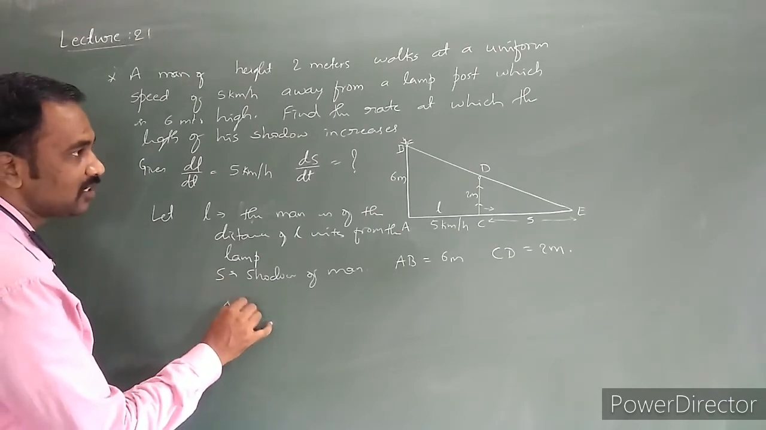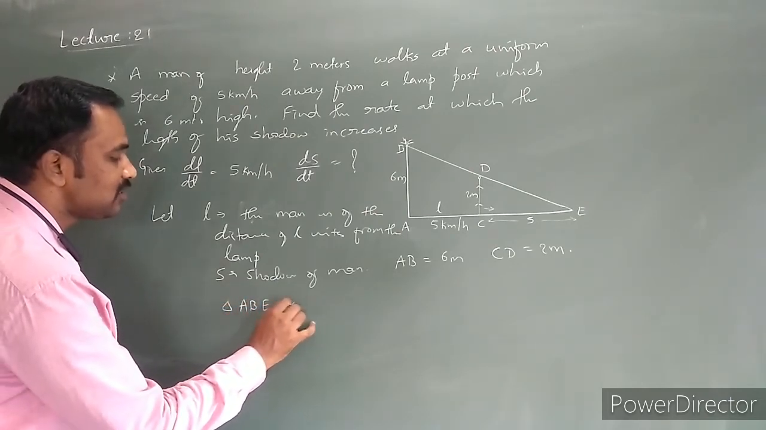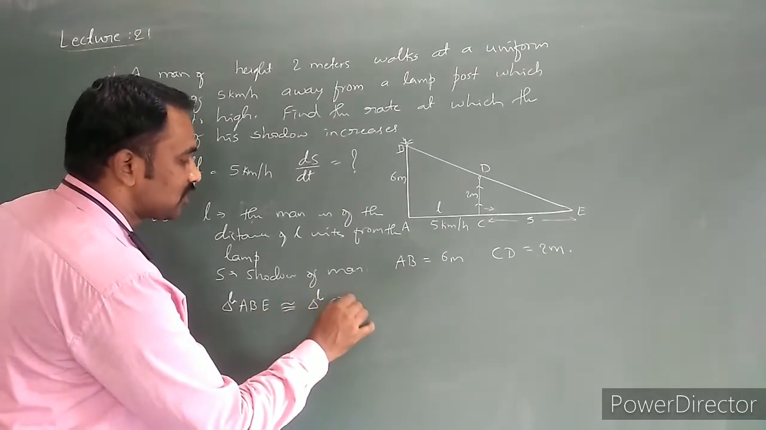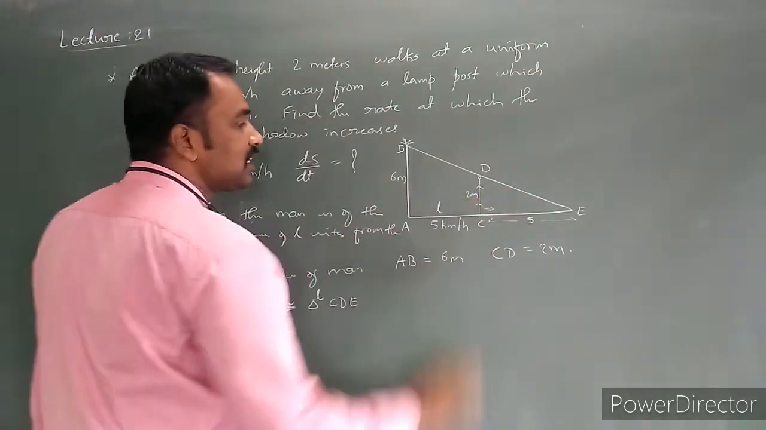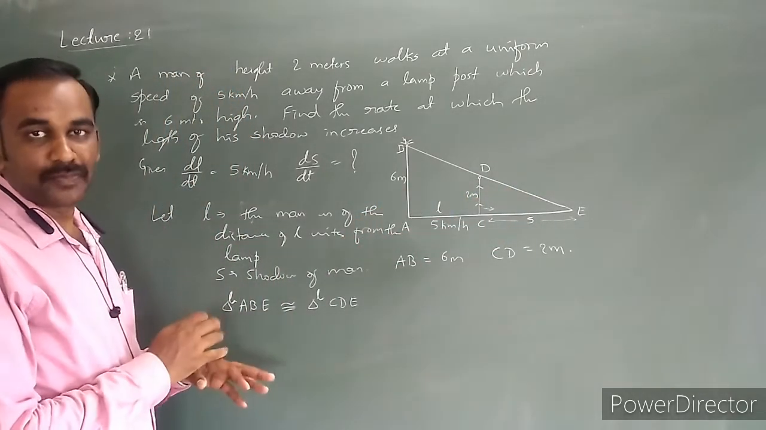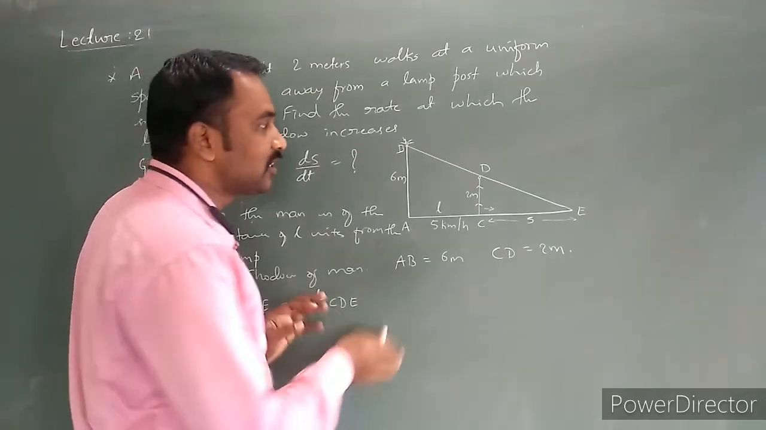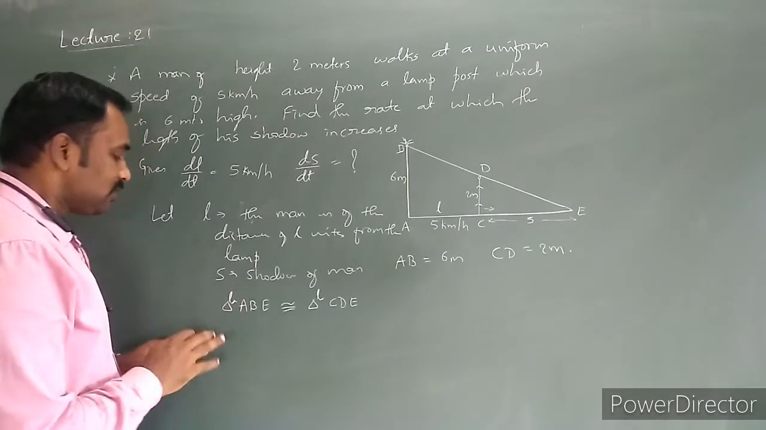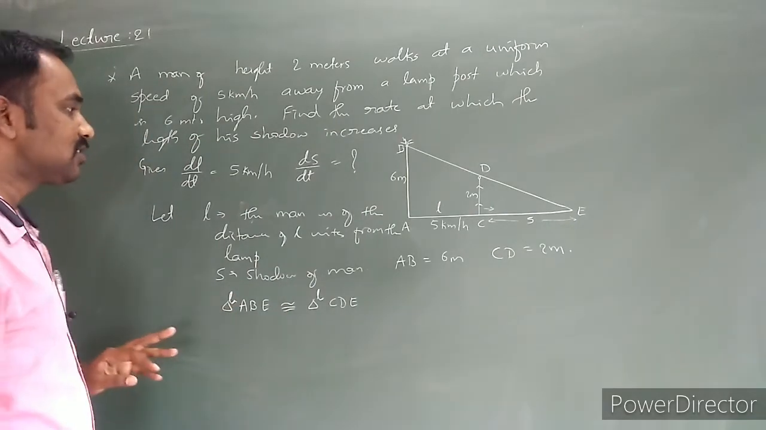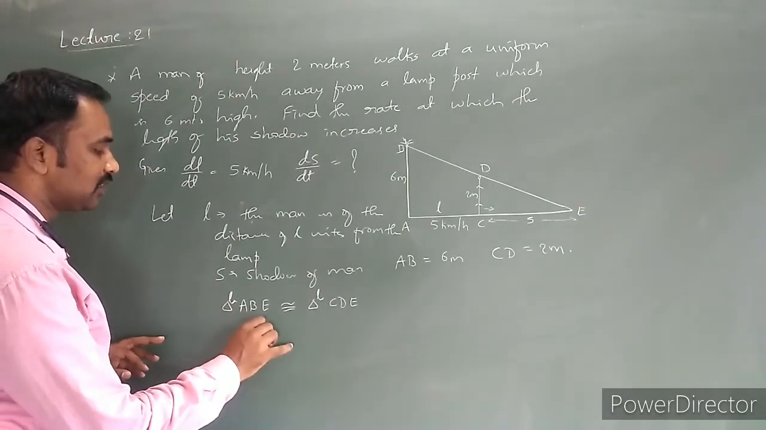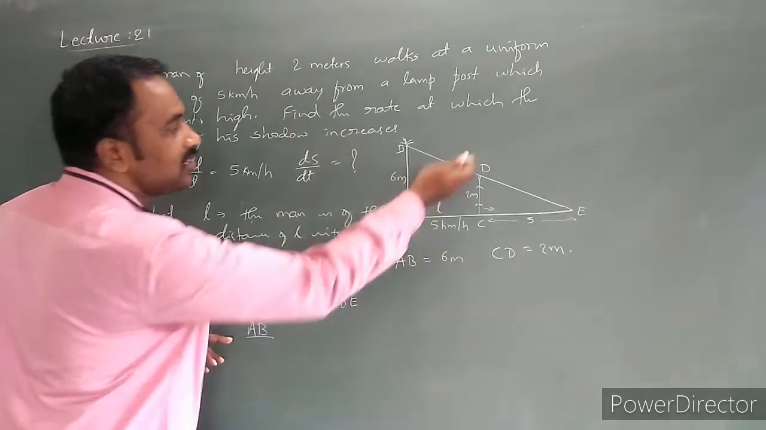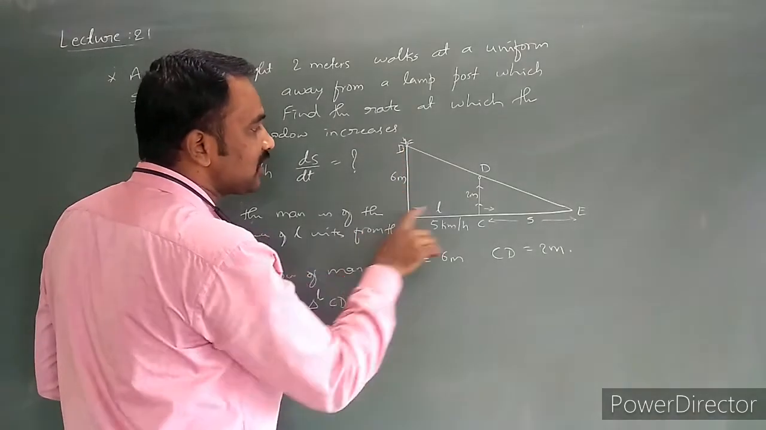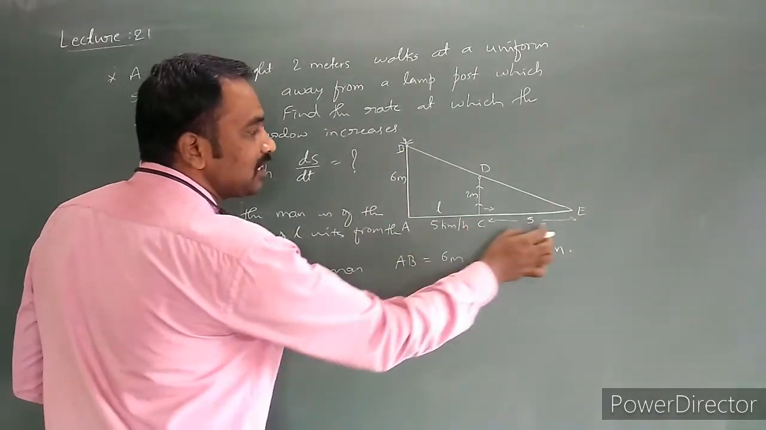The triangle ABE is similar to the triangle CDE. Do you agree? These two triangles are similar. They have the same property. We already know about similar triangles. So in such a case, I just take the ratio, that is AB divided by CD is equal to AE divided by CE. They have given the heights, and we need to find ds by dt.